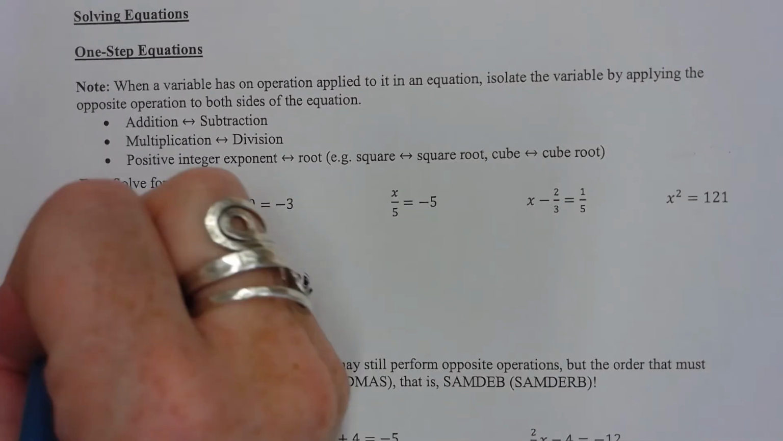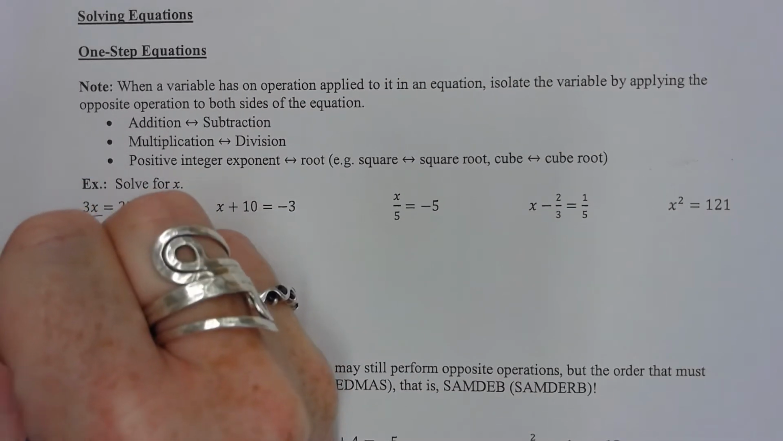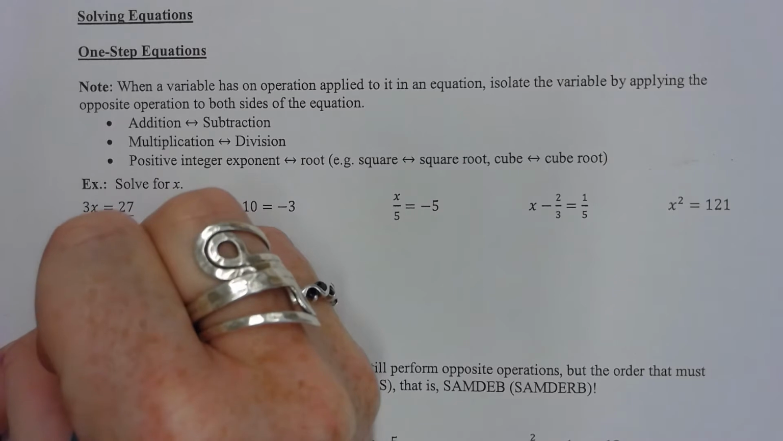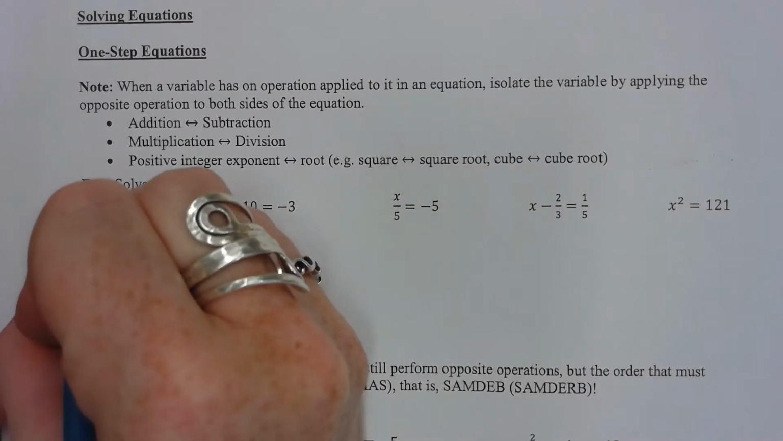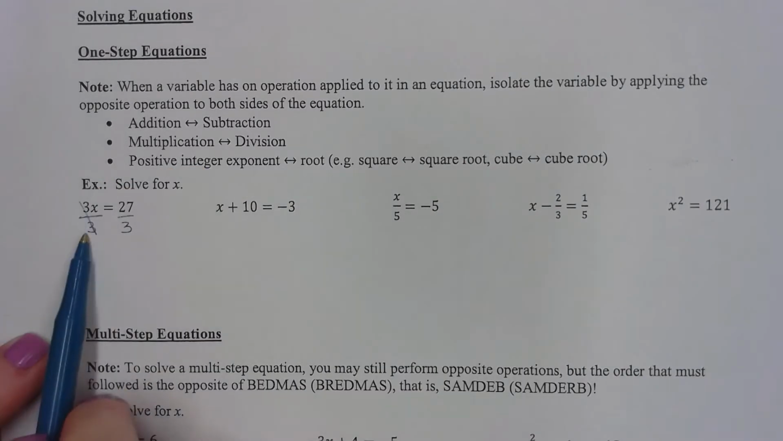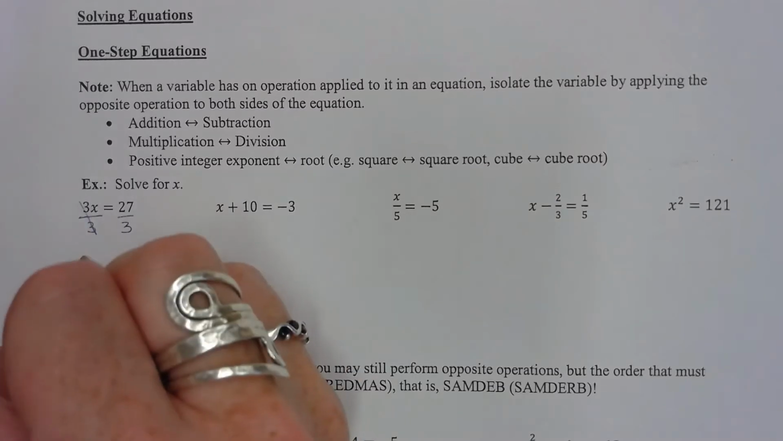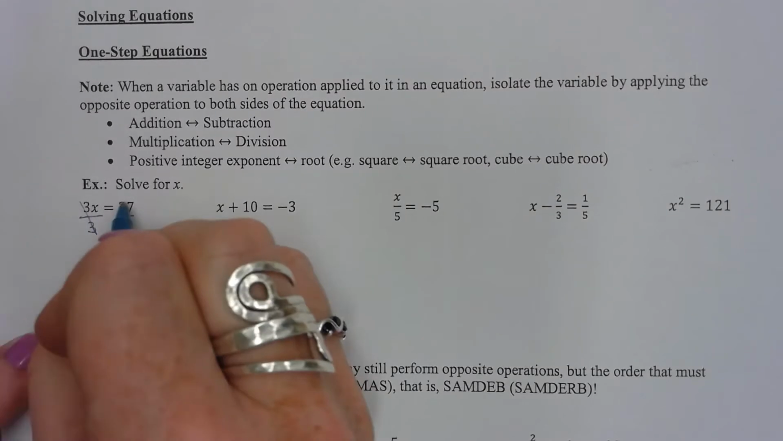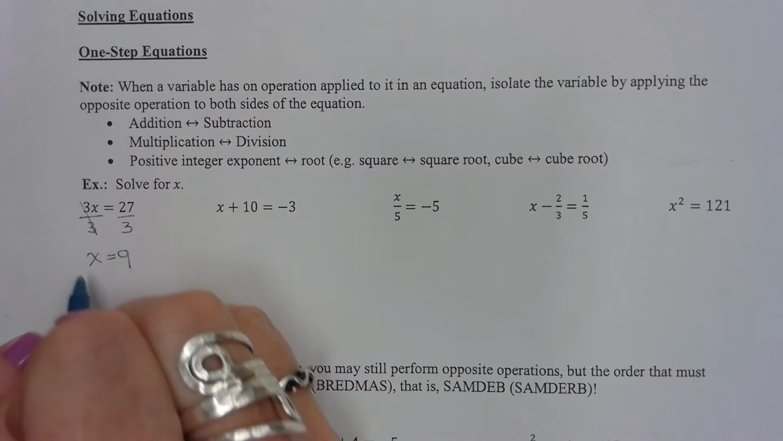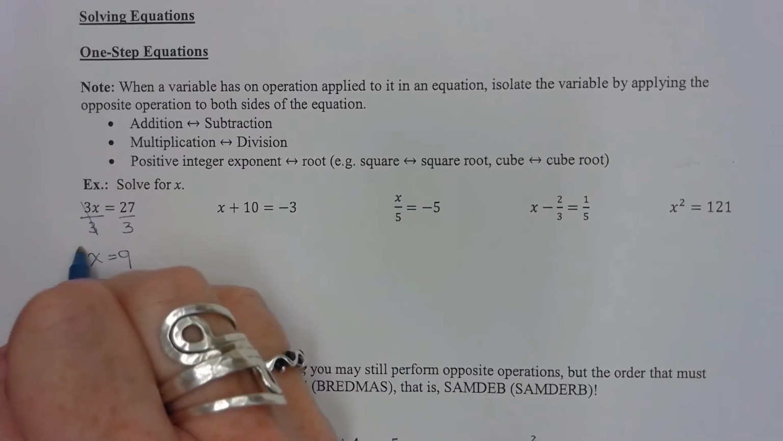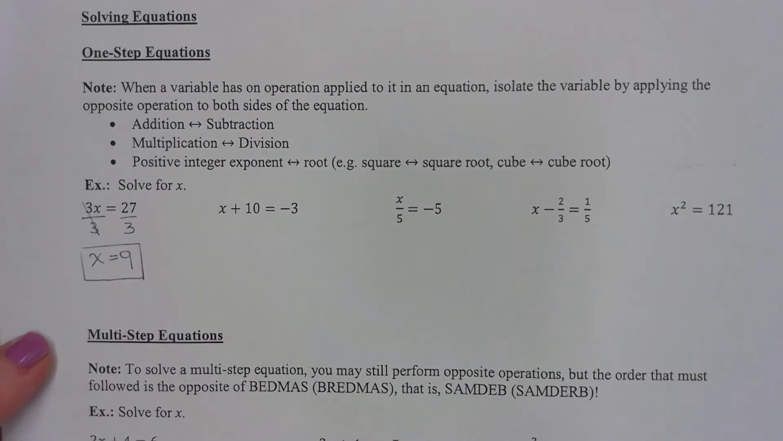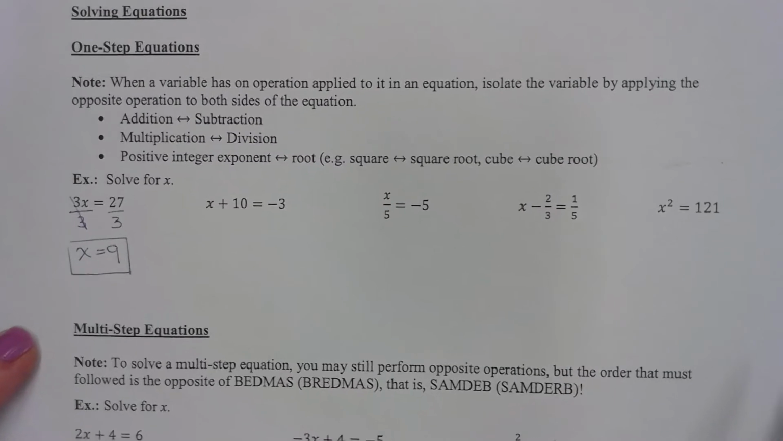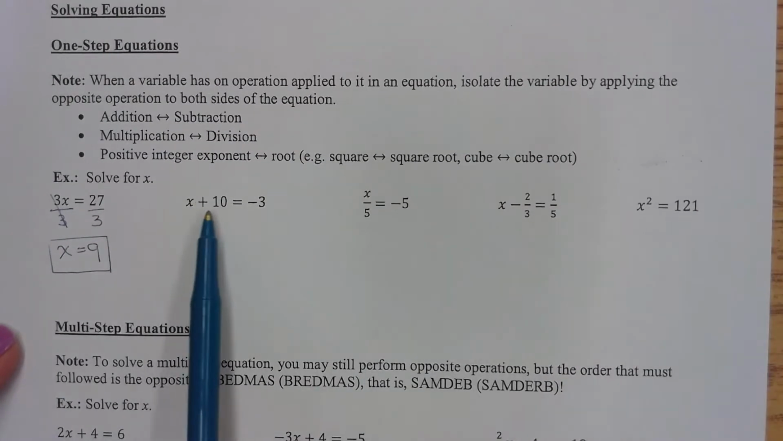So we're going to take this, and I'm going to divide by 3, and I'm going to divide by 3. So when I divide this side by 3, 3 divided by 3 is just 1, so I have 1x. So I have x, and 27 divided by 3 is 9. And that's exactly the answer that we got when we guessed and checked.